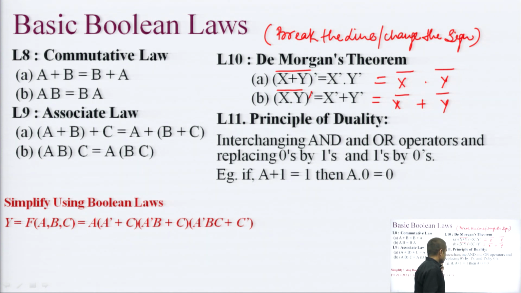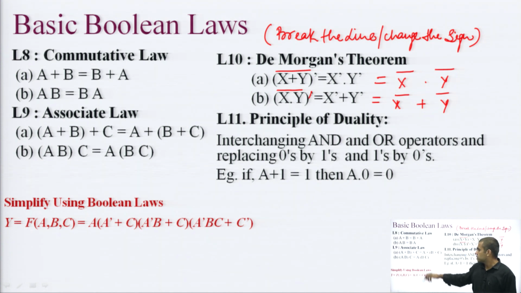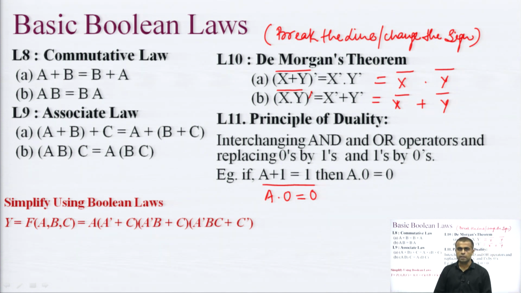Like we can do this in any of these properties, like if you want to check for this one, if A plus 1 is equal to 1, then if I change this plus to dot, that means A dot, and 1 to 0. So, A dot 0 is equal to, replacing 1 by 0, A dot 0 is equal to 0, which is also perfectly valid. That means, this expression is the dual expression. Okay. So, these are the Boolean laws, and we can simplify this expression using these Boolean laws.